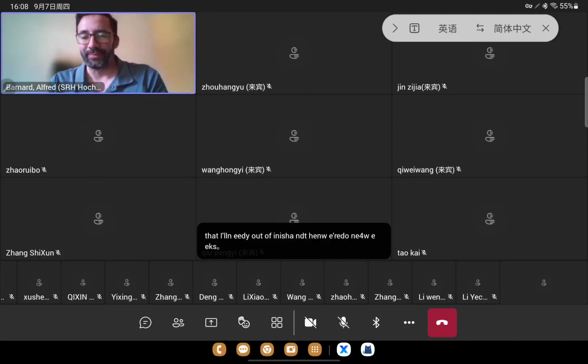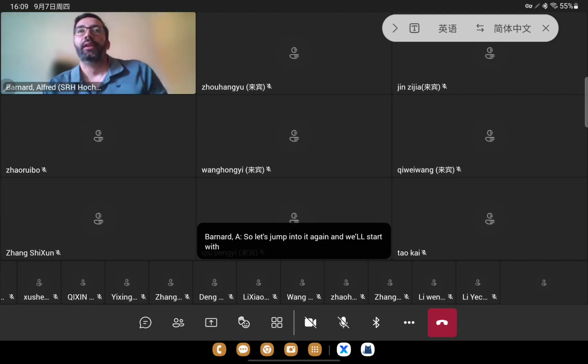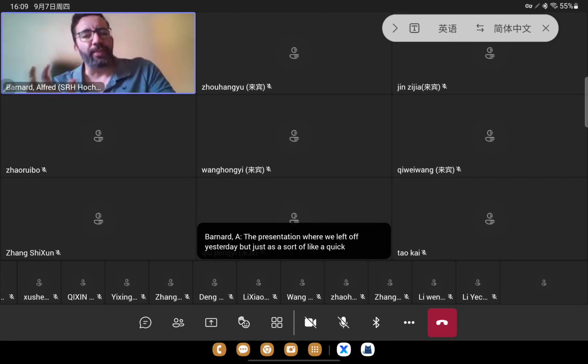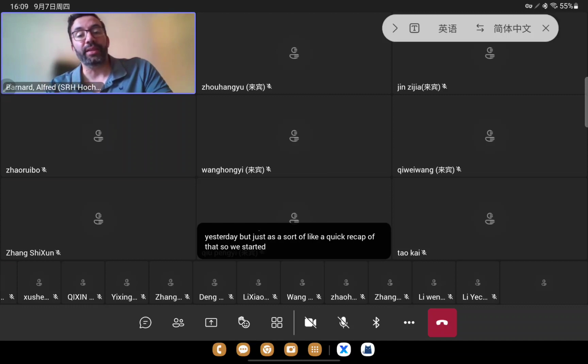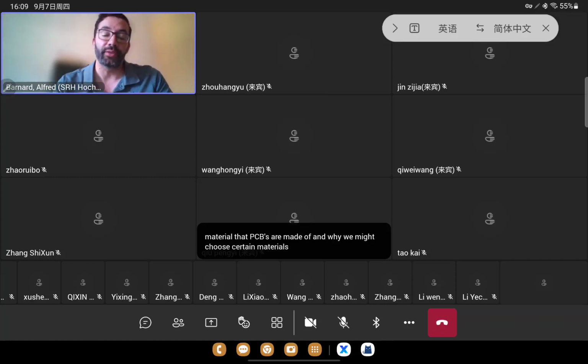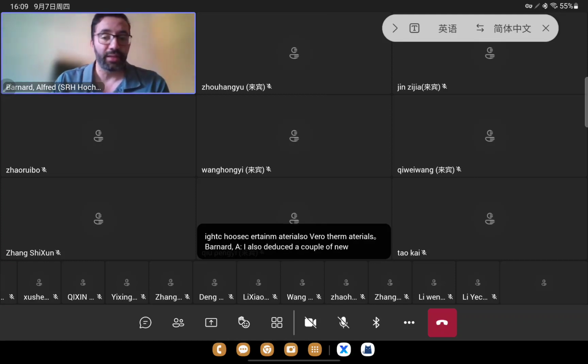Four weeks. Quick. Okay, so let's jump into it again, and we'll start with the presentation where we left off yesterday. Just as a quick recap, we started looking at what PCBs are, what they are made of, and what we can possibly use them for. We also talked about the material that PCBs are made of and why we might choose certain materials over other materials. I also introduced a couple of new terms.